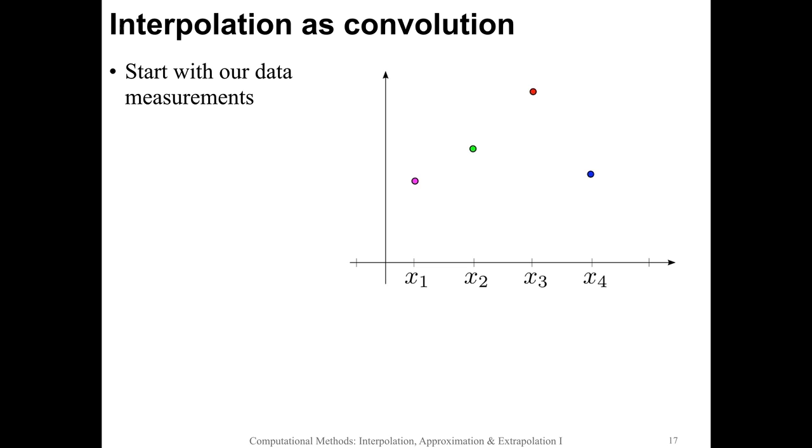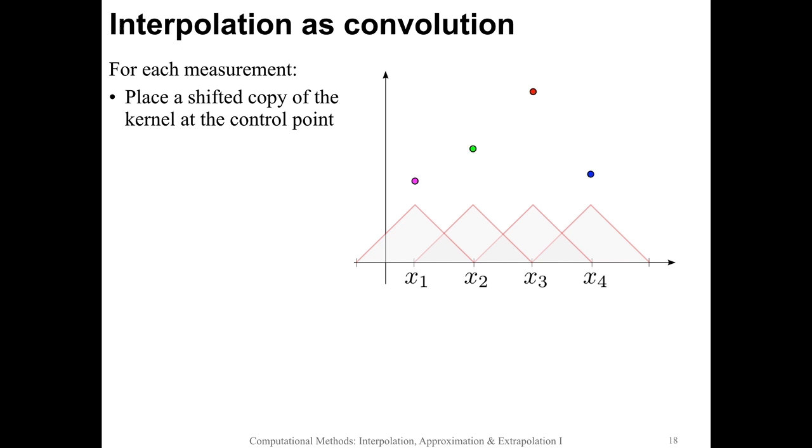As ever, we always start with our data, our measurements. There are 4 knot points here, x1 to x4 as an example, and the measured values, the y's, represented by the heights of each of the coloured dots above the knot point locations. So the first step is we take each of our measurements in turn and we take a copy of our kernel that's been shifted so that it's centered at the corresponding knot point location.